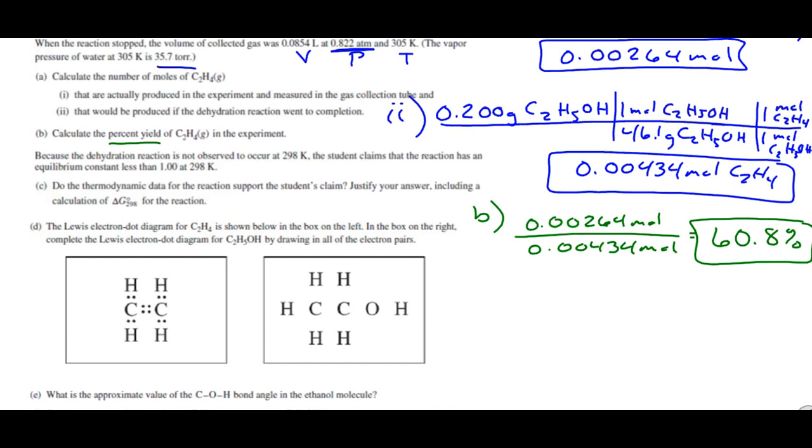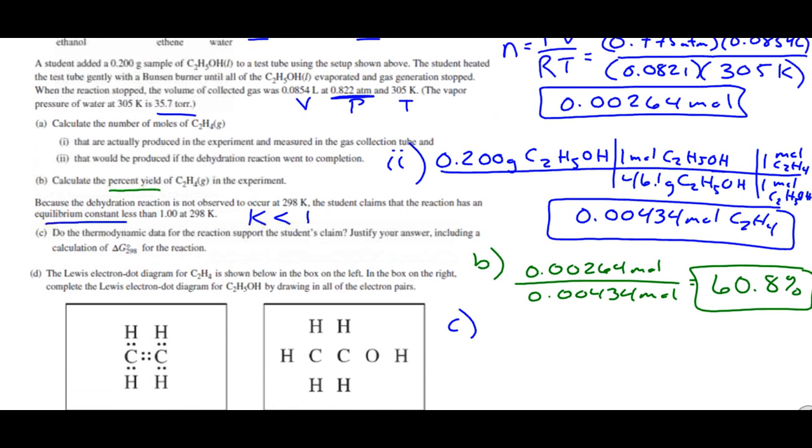All right, letter C. So they reset the problem slightly. It says, because the dehydration reaction is not observed to occur at 298 Kelvin, the student claims that the reaction has an equilibrium constant less than 1. So translation, K is less than 1. C, do the thermodynamic data for the reaction support the student's claim? Justify your answer, including a calculation for delta G for the reaction.